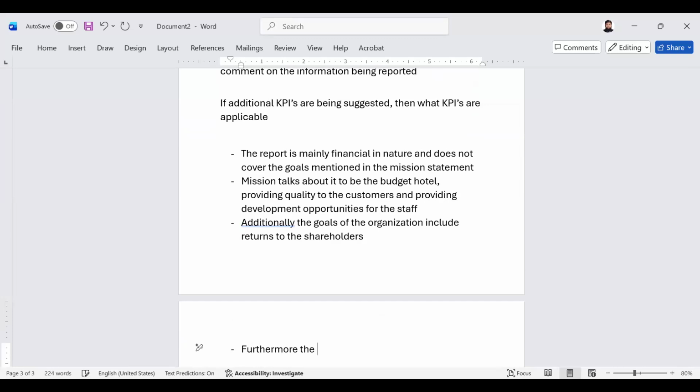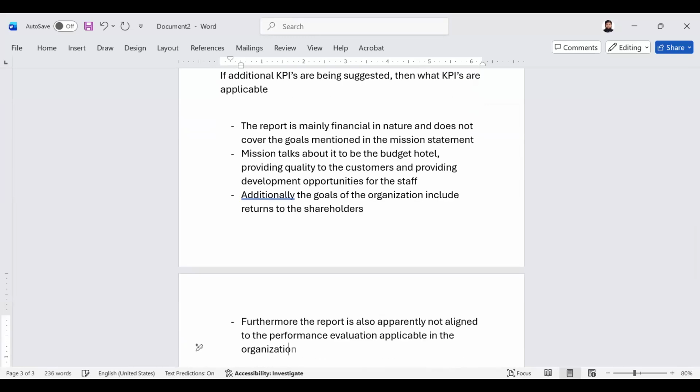Furthermore, the report is also apparently not aligned to the performance evaluation applicable in the organization, which is to compare the performance with the budget.